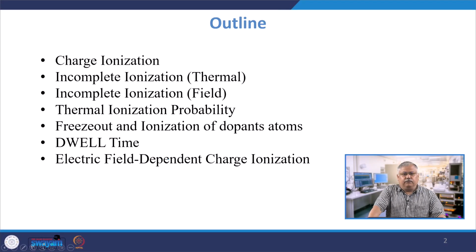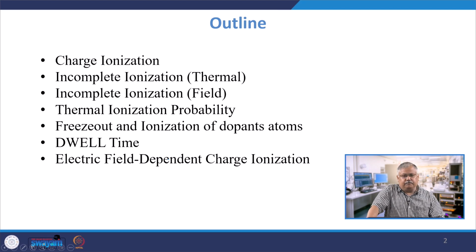This is lecture number 25, and we will now look in detail at the freeze out effect on dopant atom concentration. The outline is as follows: we will look into what is known as charge ionization. We have also looked earlier into incomplete ionization because of temperature variation. We will go into details of that, and there is also field assisted incomplete ionization, so we will be studying that. Then we will understand what thermal ionization probability is, then look at freeze out and ionization of dopant atoms. We will also have a look at what is known as dwell time and electric field dependent charge local ionization.